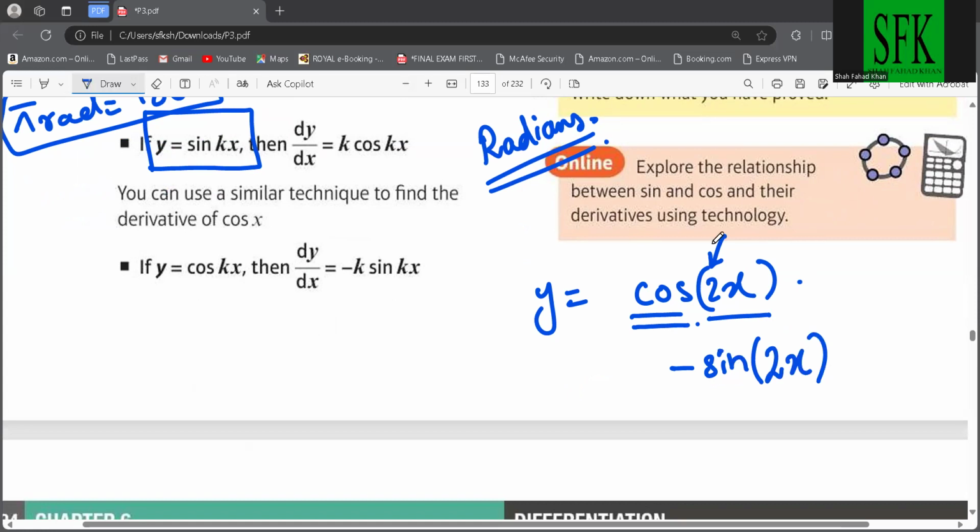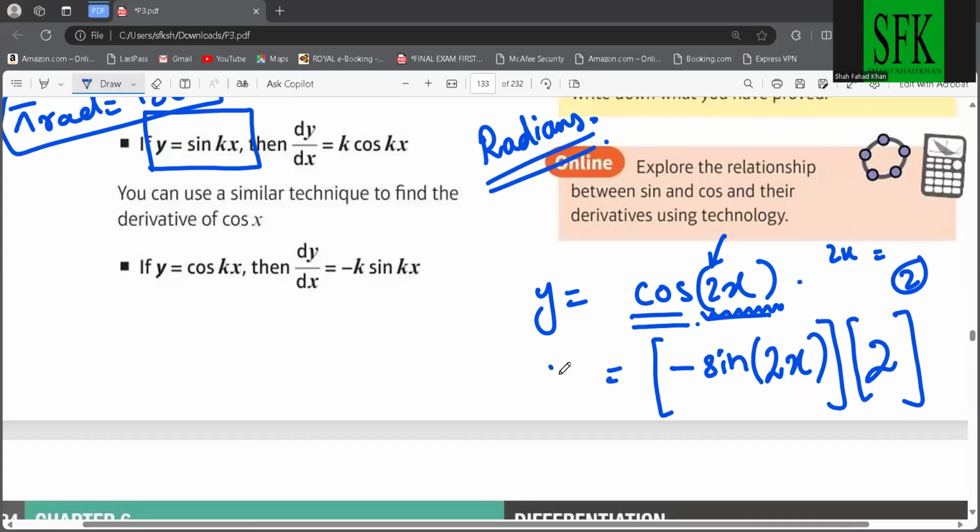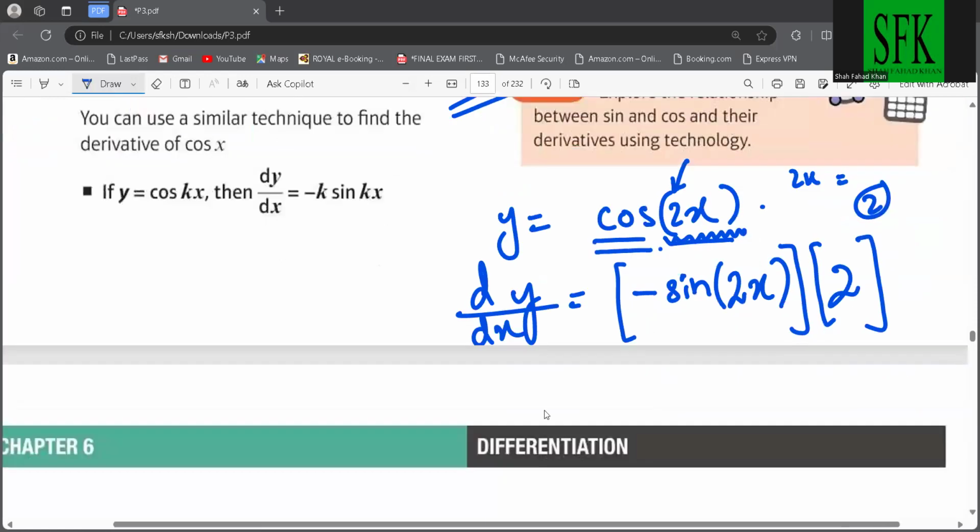Once you have differentiated this trigonometric function, the next step is to multiply this differential by the differentiation of whatever is inside the bracket. What's inside? It's 2x, right? So what's the differential of 2x? The differential of 2x is just 2. Just multiply the whole thing by 2. And this result that you've gotten is actually going to be equivalent to dy by dx now.